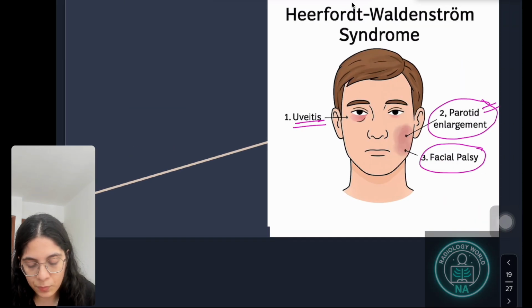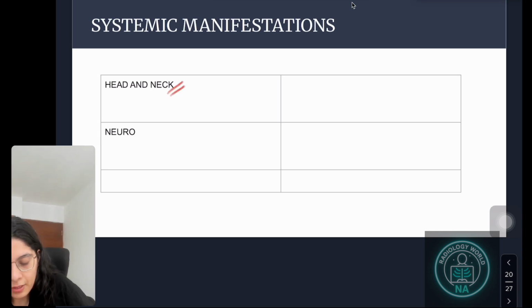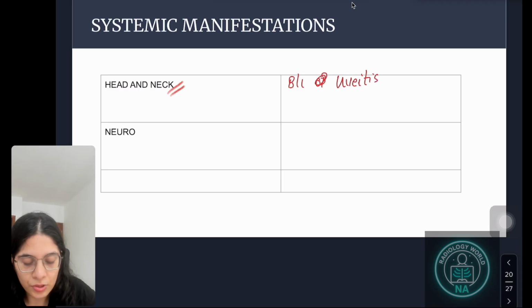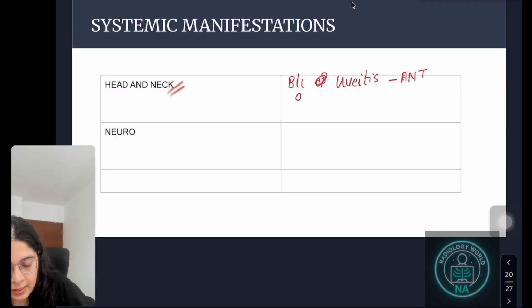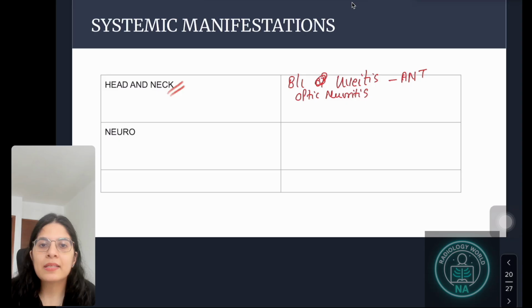Okay, let's move towards the systemic. So let's now discuss some of the systemic manifestations of sarcoidosis. Head and neck we have already covered. We know that there will be some sort of bilateral uveitis. We have already seen the Heerfordt syndrome. So uveitis occurs, which is basically anterior. Another thing in the eye is that optic neuritis can also occur. For imaging of the optic nerves we need to go for an MRI. What is the best sequence to see these nerves? It will be a T2 weighted image.